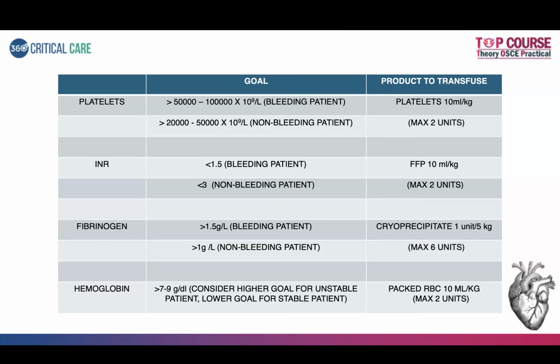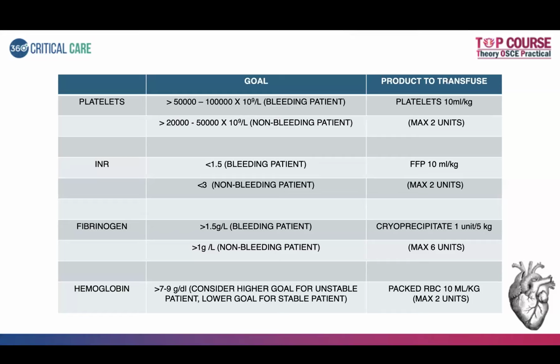Similarly, if the INR is less than 1.5, that's going to be our goal in a bleeding patient, whereas if it is less than 3, that needs to be the goal in a non-bleeding patient. So you need to keep it in mind. And the fibrinogen, if it is a bleeding patient, you need to keep it more than 1.5 grams per liter. Whereas if it is a non-bleeding patient, you can keep it at more than 1 gram per liter.